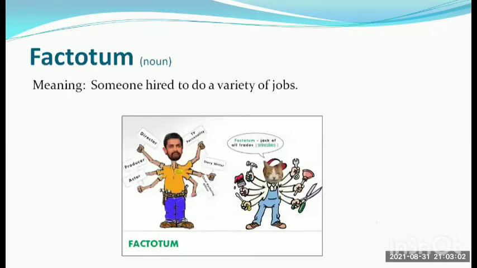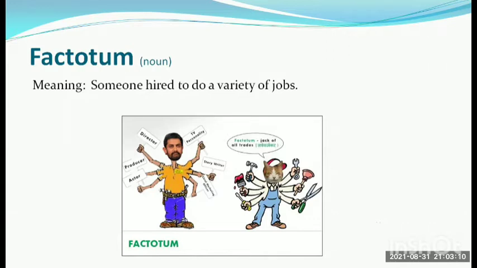Let's take one example. Here we're going to learn the word factotum. Now factotum, it's a noun, and factotum has a meaning. It has the meaning: someone hired to do a variety of jobs.